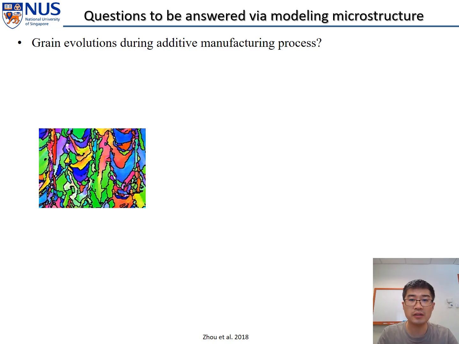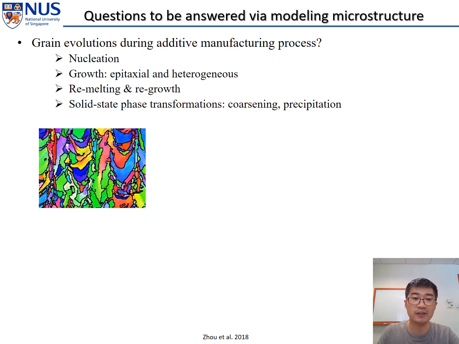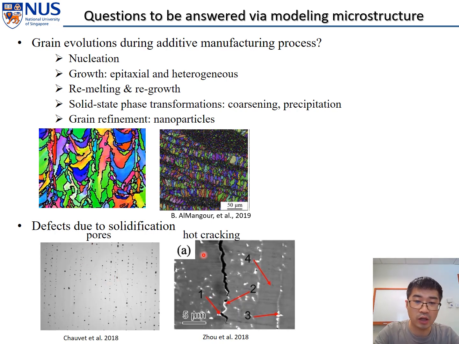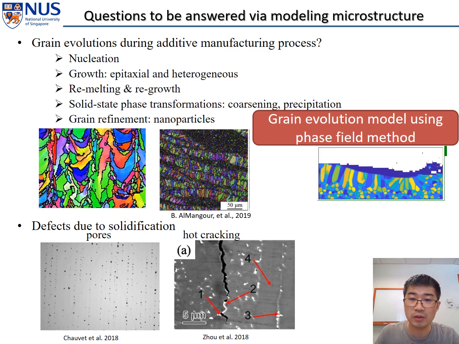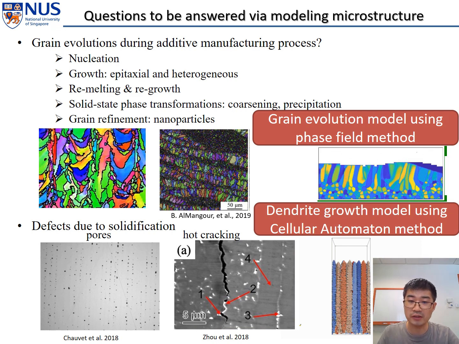So the questions we want to answer through modeling here are, what are the grain evolutions during the additive manufacturing process, including nucleation, growth like epitaxial growth and heterogeneous growth, remelting, regrowth, and solid state phase transformations like grain coarsening and precipitation. And lastly, how to refine grains, like by adding nanoparticles. The second topic is to understand the defects due to solidification, like solidification pores and hot cracking. So with that, we developed a couple of models. One is the grain evolution model using the phase field method. Second is the dendrite growth model using the cellular automaton method.